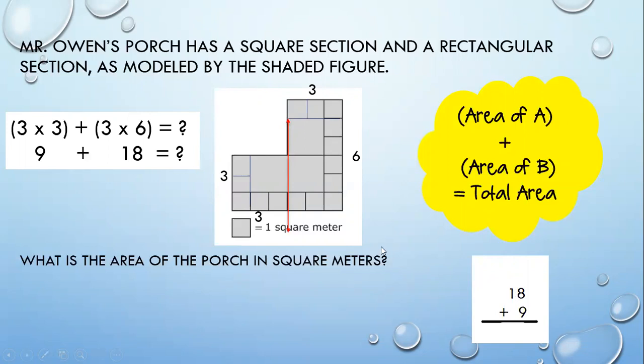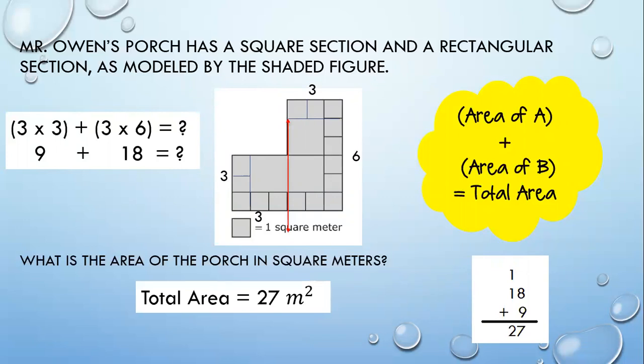8 plus 9 is 17. So I put my 7 in the ones place, and then I put my 1 in the tens place, and now I can add my tens place. So 1 plus 1 is 2, which means my area is 27 square meters, or 27 meters squared, however you want to say it. So this 2 right here just means squared. It's a fancy way of saying squared, so that I don't have to write it all out. So the answer is 27 meters squared.